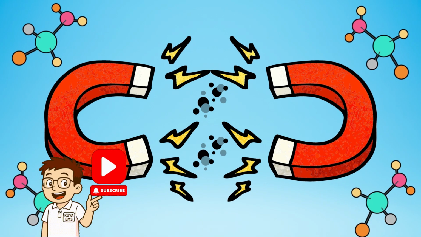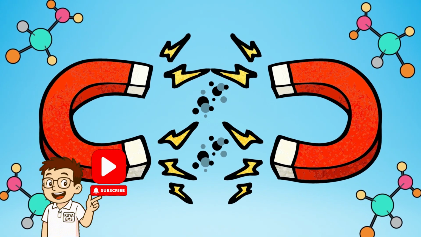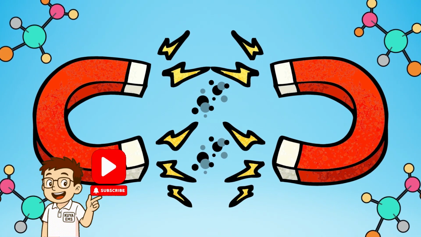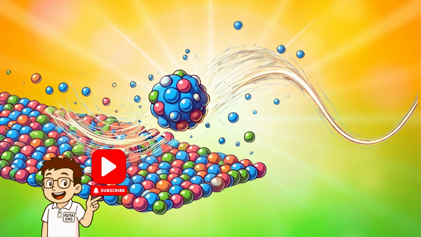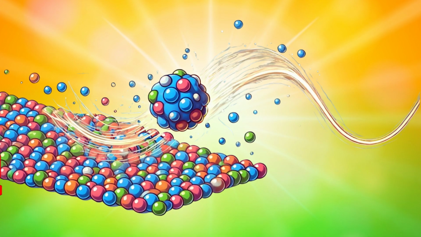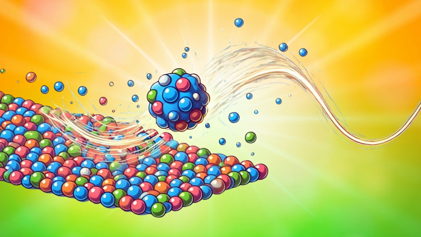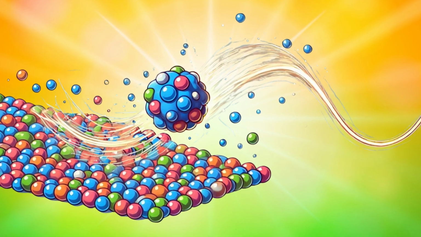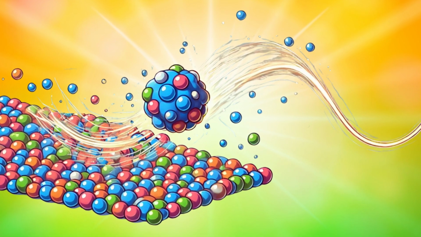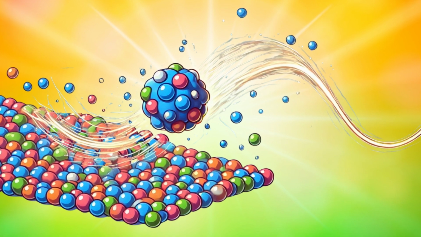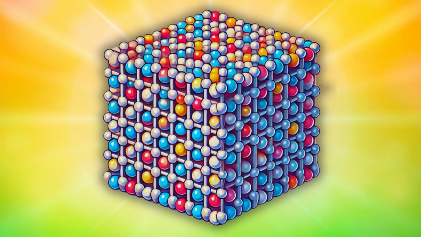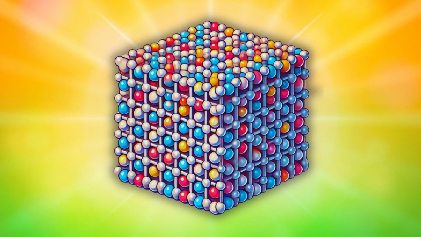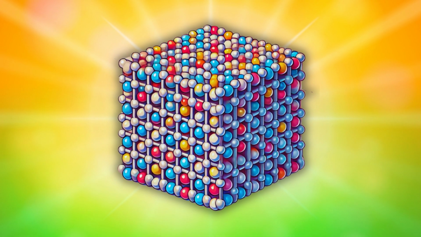Principle number 5: there are forces of attraction between particles. Particles pull on each other. There's an invisible attraction happening all the time. In solids, this pull is very strong. In gases, it's very weak. The attraction is why objects have structure, or not.